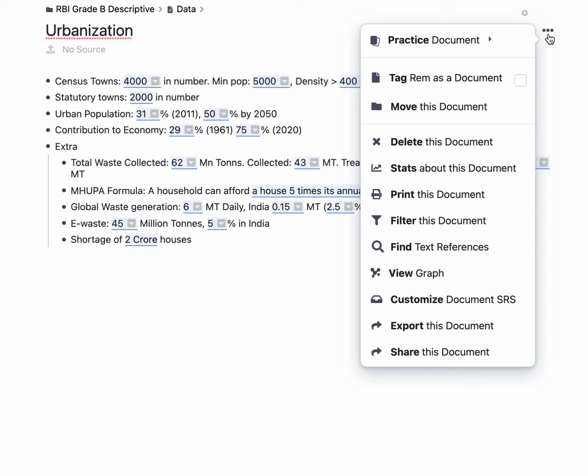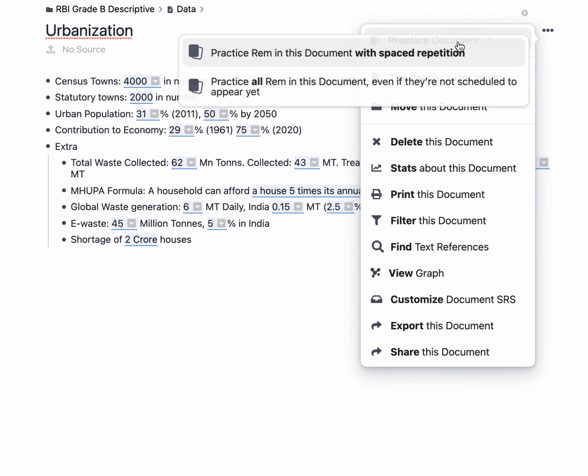For this you need to go to these three horizontal dots and then practice document. Here you will get two options. Number one, practice RAMs in this document with spaced repetition. Number two, practice all of them. What is the difference between these two options? In case of the second option, practice all RAMs, it's written all RAMs. If we select this option, we are going to get all these RAMs for practicing.